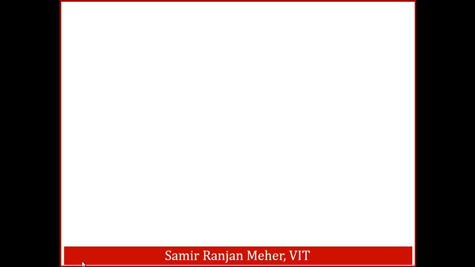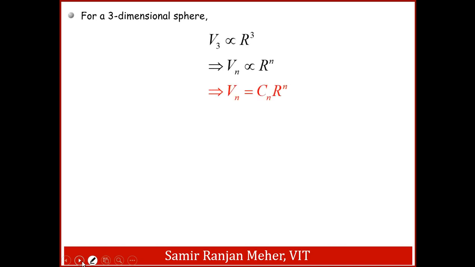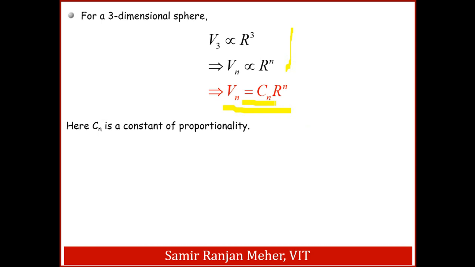Further, we know that for a 3-dimensional sphere, the volume is proportional to the cube of the radius. We can generalize it to the n-dimensional sphere, and we can write Vn, that is the volume of the n-dimensional sphere, to be proportional to r to the power n. So we can write the volume of the n-dimensional sphere Vn to be equal to Cn into r to the power n, where Cn is the corresponding proportionality constant. So our task is to find an expression for the proportionality constant Cn.